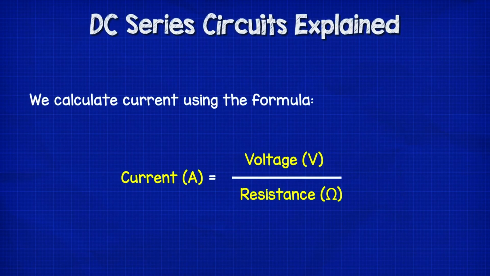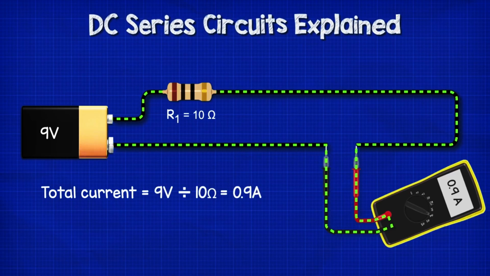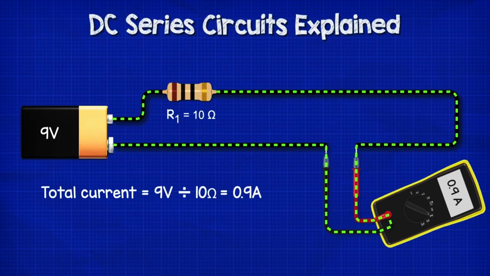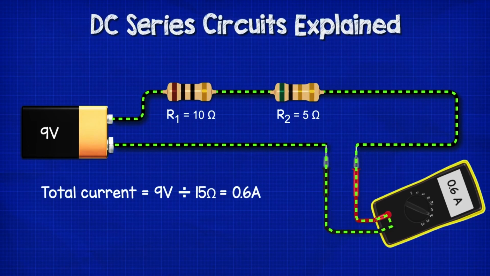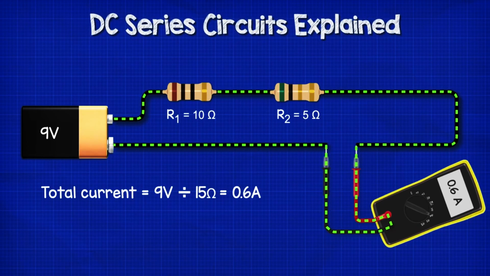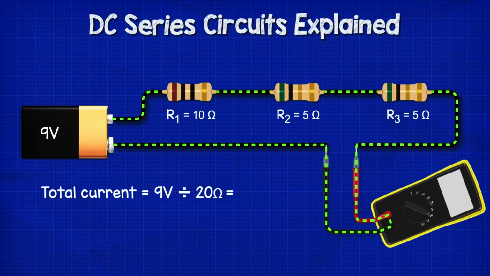We can calculate the total current of the circuit by dividing the voltage by the resistance. So if we connect a 10 ohm resistor to a 9 volt battery, 9 volts divided by 10 ohms gives us 0.9 amps. If we added another 5 ohm resistor to the circuit, that gives us 15 ohms of resistance. So 9 volts divided by 15 ohms equals 0.6 amps. And if we added another 5 ohm resistor, that gives us 20 ohms of resistance.